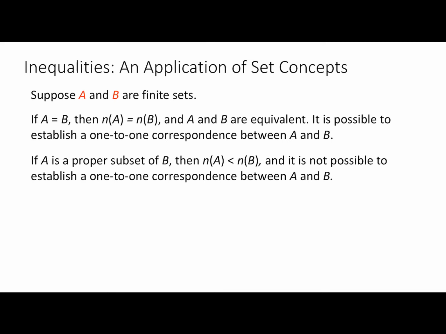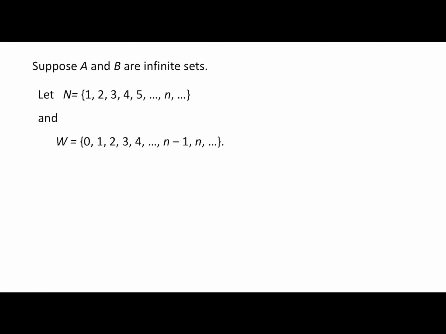If A is a proper subset of B, then that means that the number of elements of A is strictly less than the number of elements of B, and it's not possible to establish a one-to-one correspondence between the 2 sets. When we get to infinite sets, it's a little bit different. So here are 2 infinite sets, the natural numbers on top and the whole numbers on the bottom. Notice the whole numbers, we just take the natural numbers and tack in 0. Can we find a one-to-one correspondence between these 2 sets?